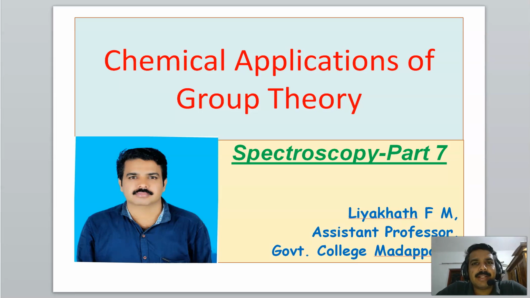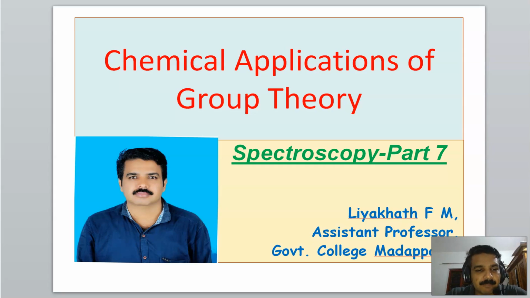Okay, welcome back dear students to the tutorial about the chemical applications of group theory. This is the 7th video in this series. We have been discussing the application of group theory in spectroscopy. In the last 2 videos, we discussed the application of group theory in electronic spectroscopy. And in this video, we are going to discuss the selection rules in electronic spectroscopy.